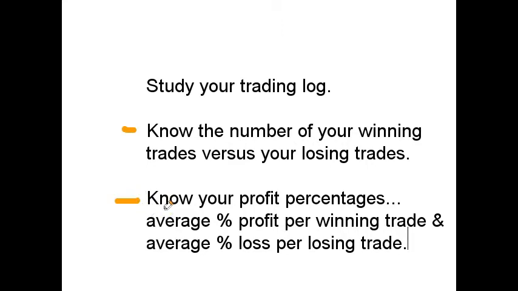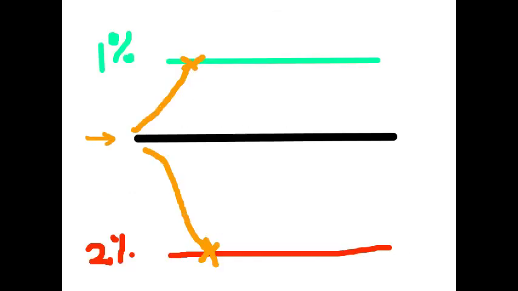The next question has to do with day trading statistics, and it's very important: know your profit percentages. For example, what is your average percentage profit per winning trade and your average percentage loss on your losing trades? If you're in the scenario I just described, where you exit most of your trades as soon as you get to 1%, but you allow the losers to go down to 2% or even further before you exit, that could be the whole problem to why you're losing money right now.